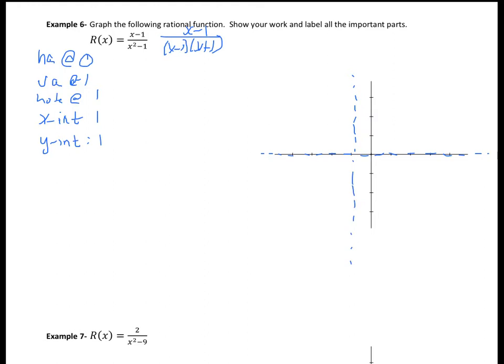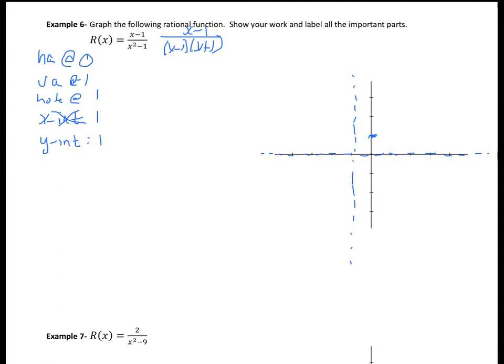We have a hole at 1, x-intercept at 1. So our x-intercept is supposed to be at 1 right here. But what do we know about our x-intercepts anyway? That's an asymptote, right? So it's not going to be there. In other words, there is no x-intercept. Now where's our y-intercept? 1. Okay, we can put that one on there. There's that point. All right, now what's the next step?